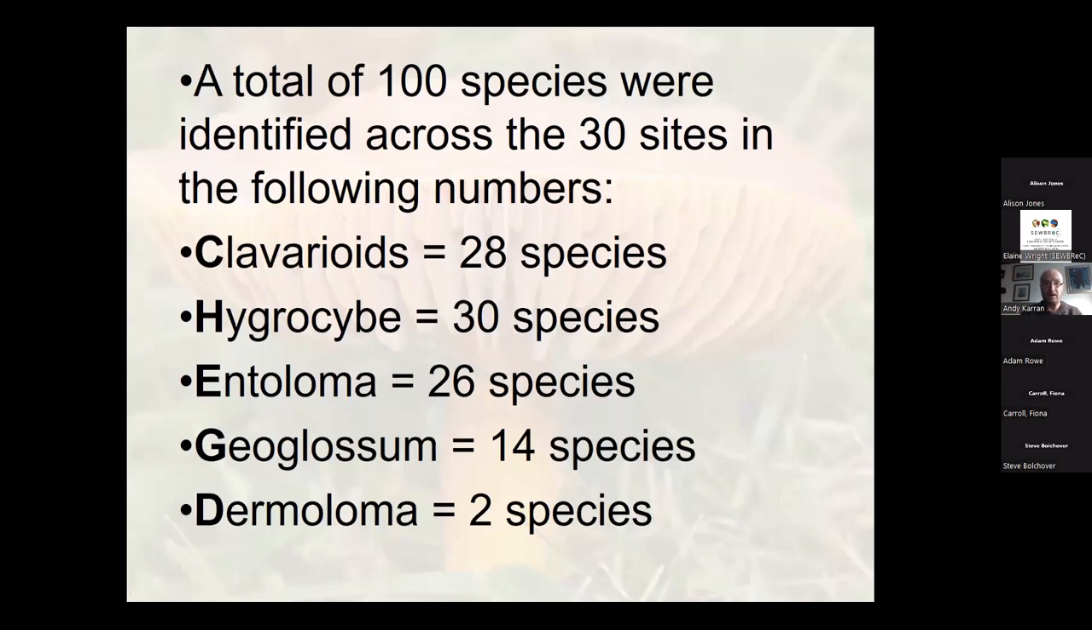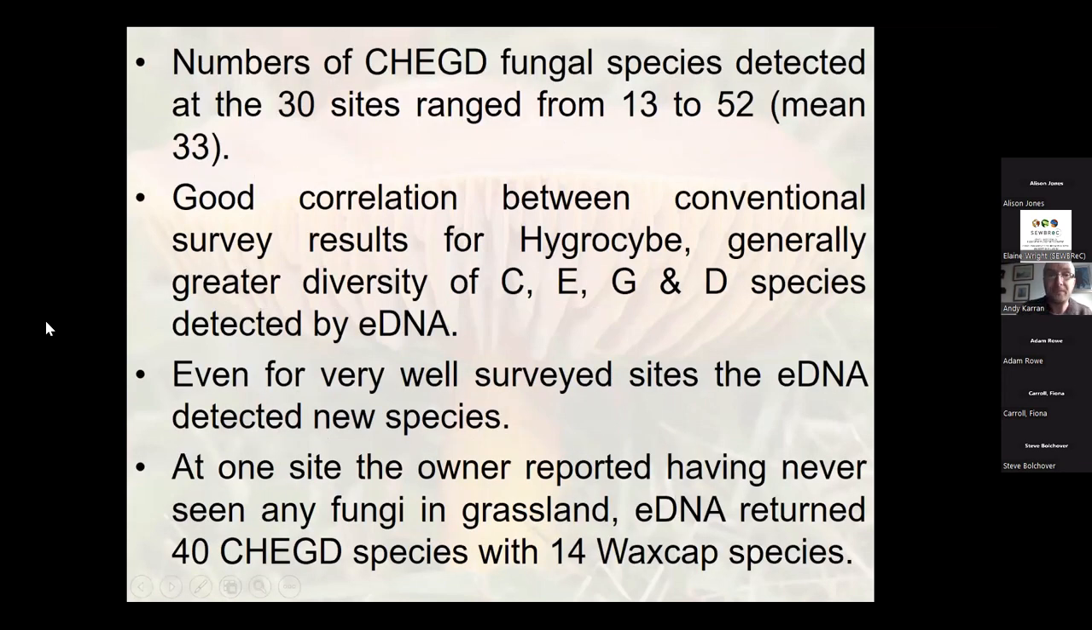So over the 30 sites, we had 100 different CHEGD species: 28 spindles, 30 different waxcap species, 26 Entolomas, 14 earth tongues, Geoglossums, and 2 of the Dermolomas. So we found a diversity range from 13 to 52 species, and where we were comparing sites where we already had good records, we found the waxcap numbers were about the same, but the eDNA returned far greater diversity of clubs, Entolomas, Geoglossums, and Dermolomas.